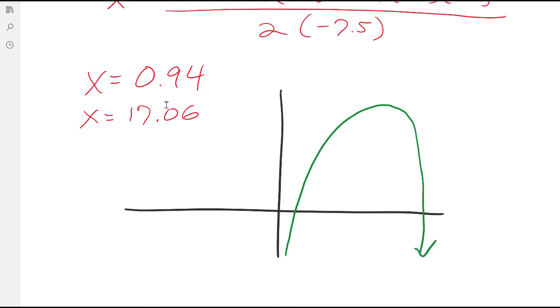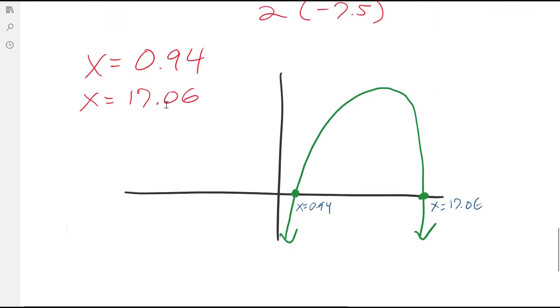So this is what our profit function is doing, something like this, where right here this x value is 0.94, and then the rightmost x-intercept right here is x equals 17.06. All right, so what are we saying here? The break-even point is, like I said, where your profit equals 0. We're saying that we are going to make money everywhere the green curve is above the x-axis.